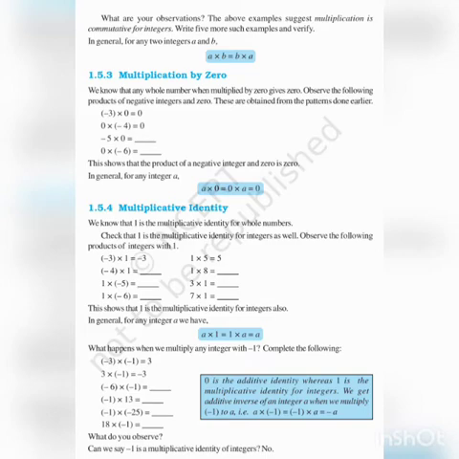Next, what is the property? Multiplication by 0. If you multiply an integer by 0, you will always get the answer as 0. So what is the property? A into 0 equals 0 into A equals 0. So if you multiply any integer with 0, you will get 0.